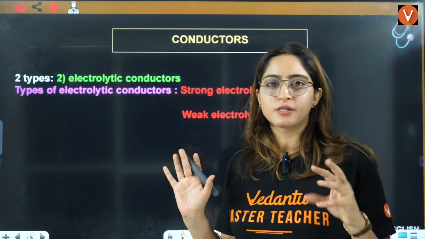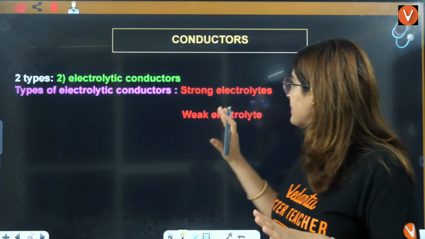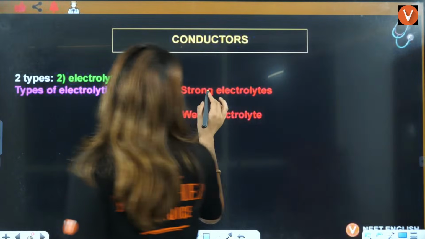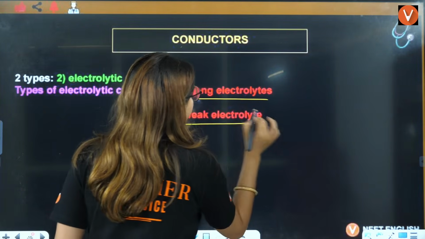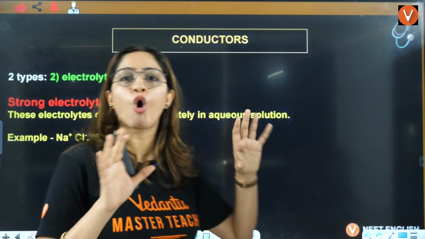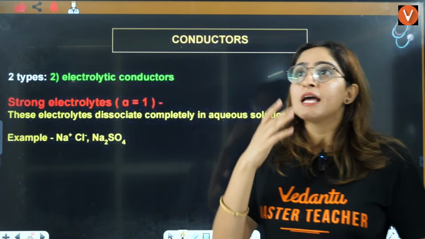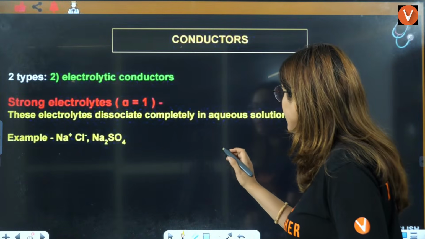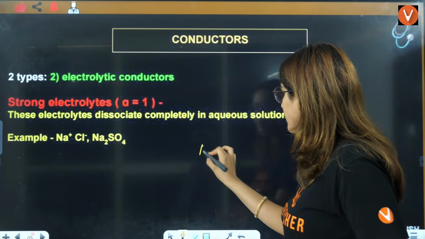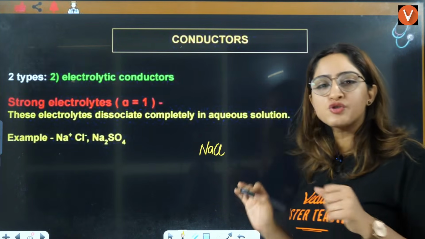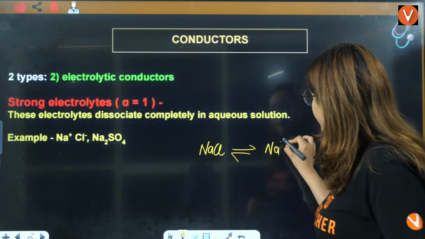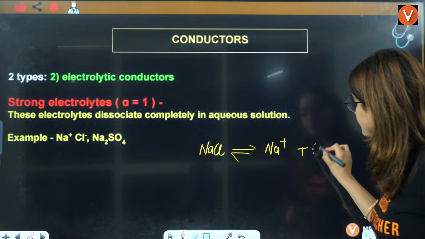electrolytic conductance. In electrolytic conductance, basically we have two kinds of electrolytes, right? Now let's discuss strong electrolyte and weak electrolyte. When you discuss what a strong electrolyte is, for example, you have HCl, or let's say NaCl. This is a strong electrolyte. Why? Because we know that dissociation will definitely happen, right?